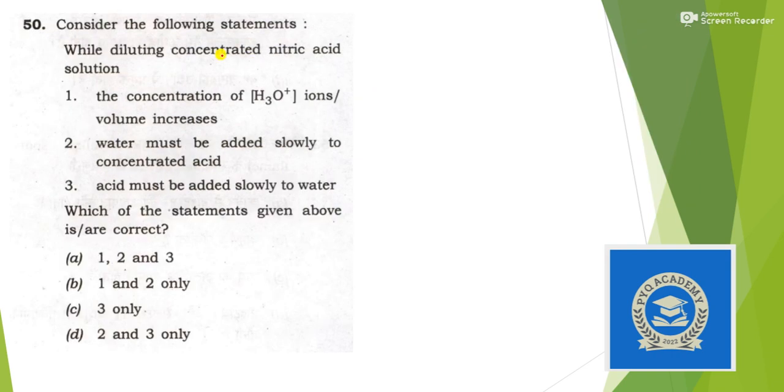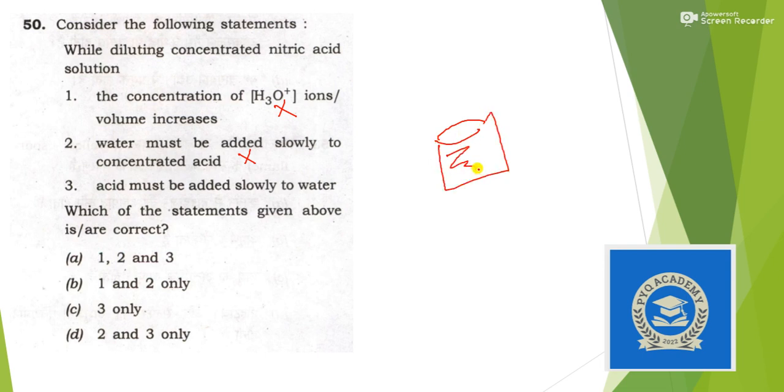Next, while diluting concentrated nitric acid solution, the concentration of H3O plus. This is a question of observation. If you have ever gone to the science chemistry lab, you must be able to understand these statements. The first is that the concentration of hydronium ions increases with volume. How will it increase? If you add water, it will decrease. So this is wrong. Then, water must be added slowly to concentrated acid. No, you cannot add.